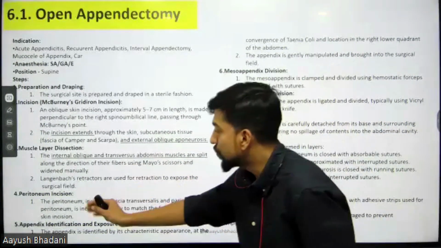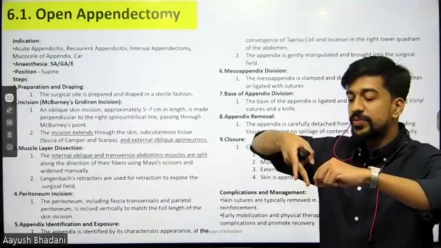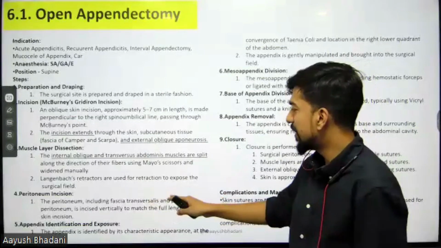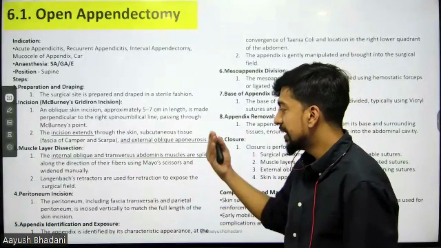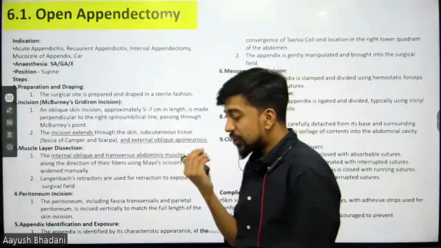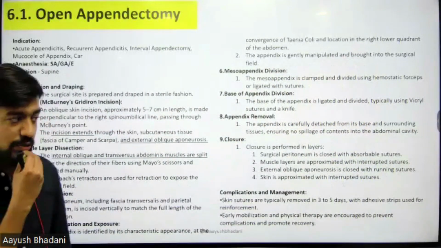Peritoneum. Okay. So we hold the peritoneum with the hemostatic forceps, put a nick, open it up. So the peritoneum, including the fascia transversalis and parietal peritoneum, is incised vertically. Then we enter the abdomen. Now, how do we identify the appendix is a common question which will be asked if you get this problem card.